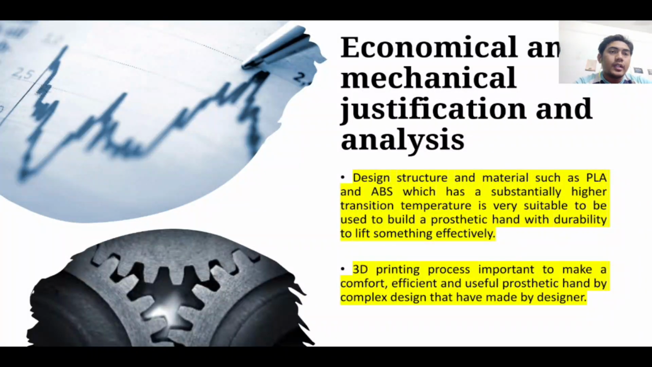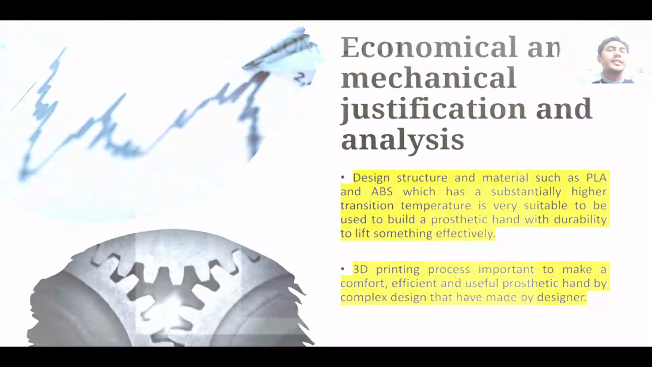The last one is design structure and materials such as PLA and ABS, which have a substantially higher transition temperature and are very suitable for building a prosthetic hand with durability and to lift something effectively. The 3D printing process is important to make a comfortable, efficient and useful prosthetic hand by complex design that has been made by the designer.